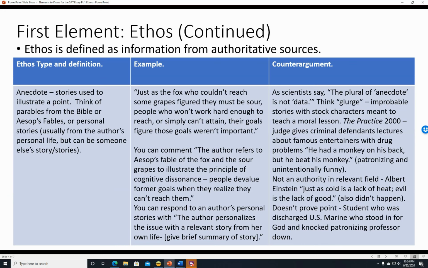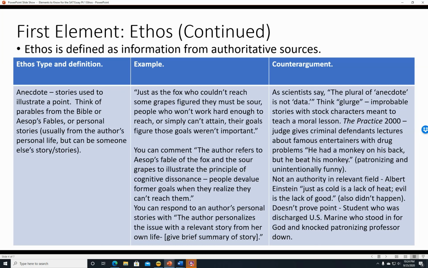So we also have things like The Practice, which was a TV show, and there's an episode from the year 2000. A judge character would give criminal defendants lectures about famous entertainers with drug problems. So, he had a monkey on his back, but he beat his monkey. Well, one, it's patronizing, and it's also unintentionally funny. Beating your monkey sounds an awful lot like a metaphor that I'm not going to bring up here.